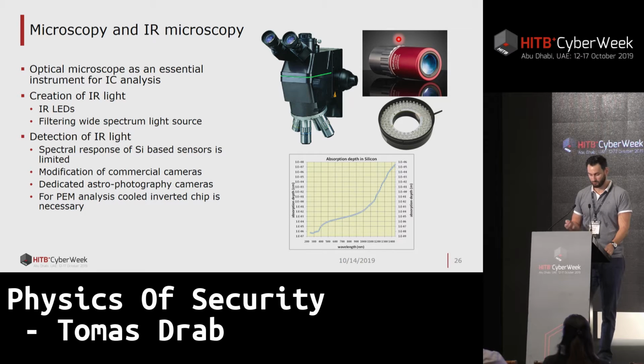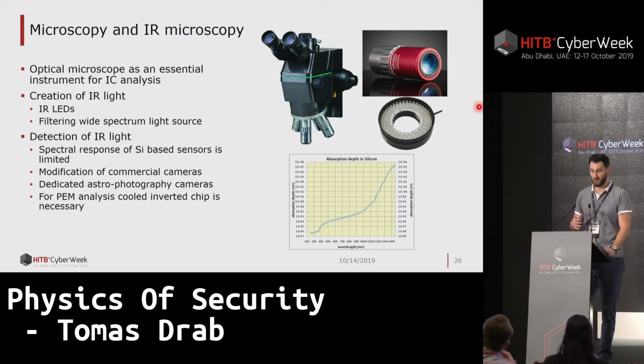Usually in modern systems, they're using lasers, but these are expensive. What is much cheaper are infrared LEDs. So just create an LED ring and illuminate your sample. Or if you have wide spectrum white light, you can use some filtering. In my past, I just used a piece of silicon to filter white light and create infrared light, and it was working just fine. So just use some old chip.